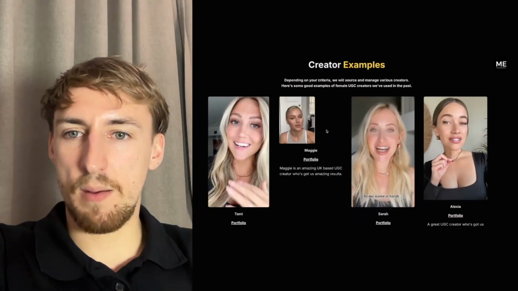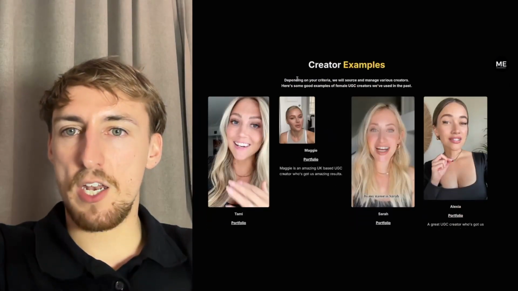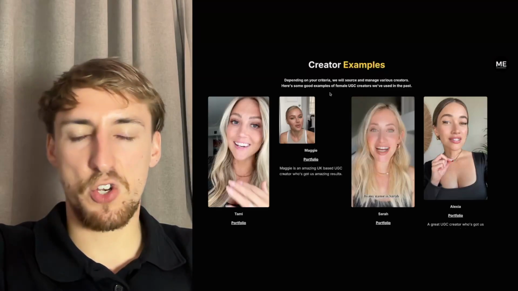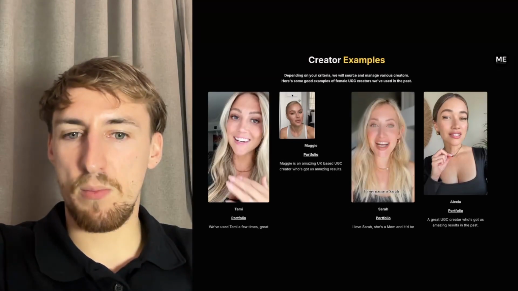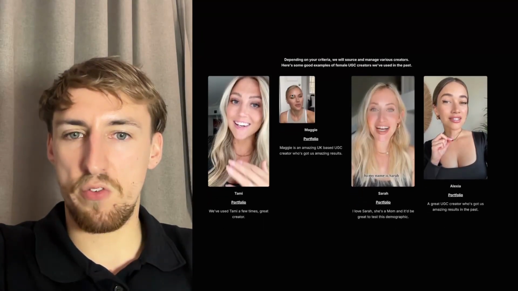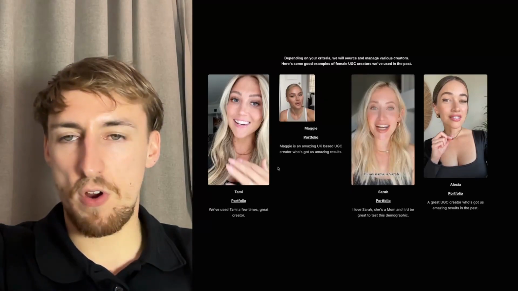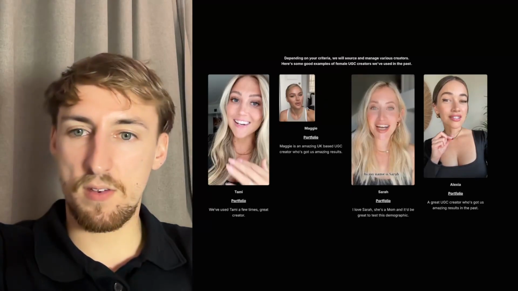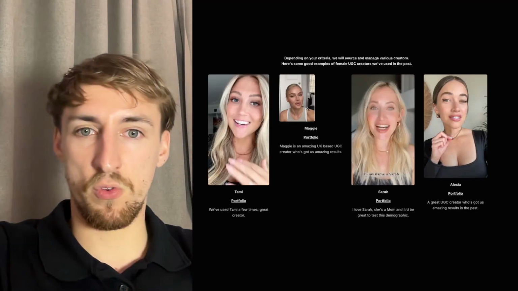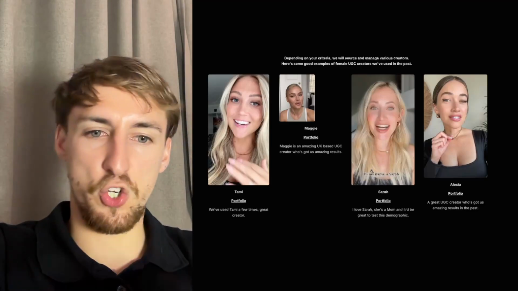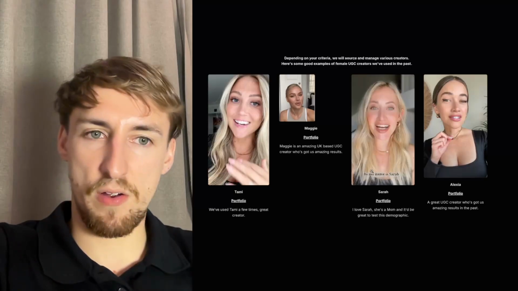Now, creator examples, I'm not sure why this is so small, but depending on your criteria, we'll source and manage various creators. So here's some examples of good UGC creators we've used in the past, which I think could work. So we've got Tammy, we've used a few times, very good creator. Maggie is UK based, who's got us very good results in the past. We've got Sarah, and she's a mom, so it'd be great to test that demographic as well.